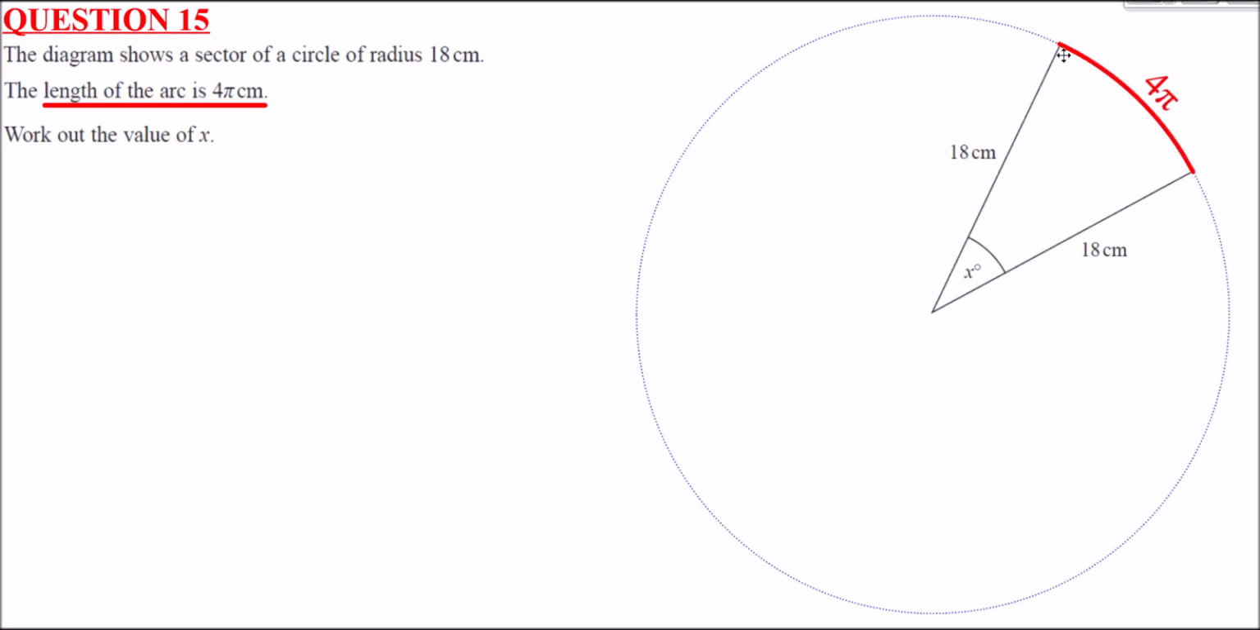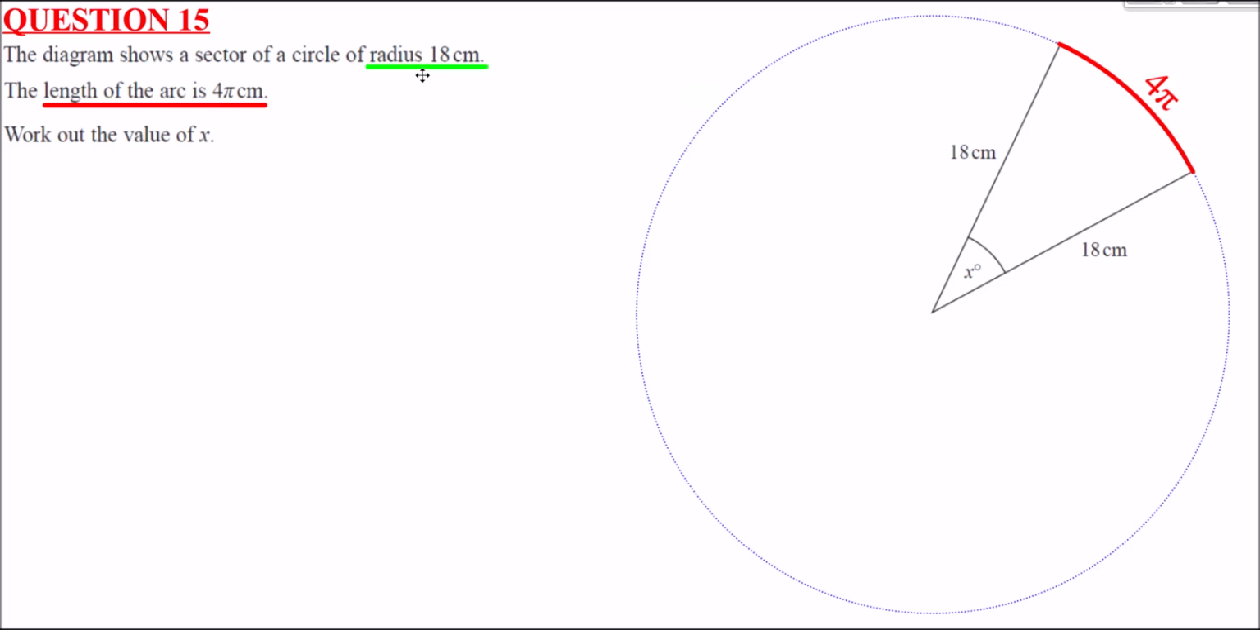So imagining it as a full circle in this dotted blue colour here, we can see that 4 pi is clearly just a tiny fraction of the full length all the way round this imaginary circle. And all the way around the edge of a circle is called the circumference. So in a moment we're going to consider this arc as a fraction of the complete circumference.